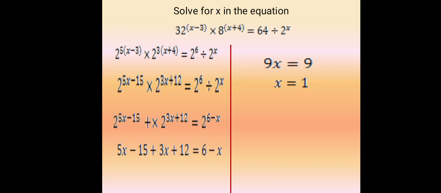Now the other like terms, we have 2 raised to the power of negative 15, 2 raised to the power of negative 12, and 2 raised to the power of negative 6. If we add all those powers, we get 9. So it means that, because the base is the same, 9x is equal to 9. So x is equal to 1.